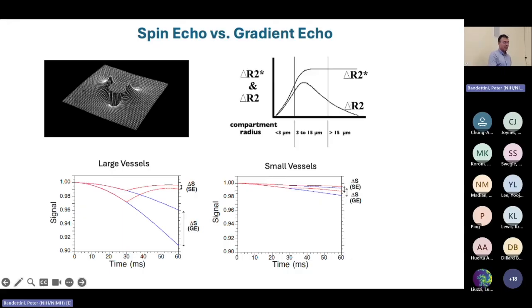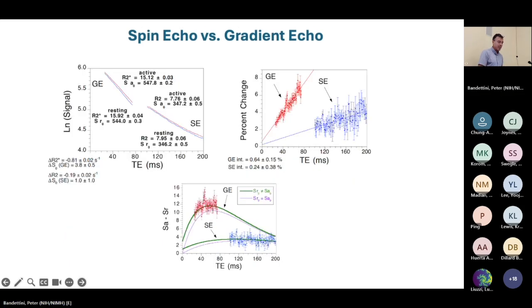Like during rest, large vessels versus activation, large vessels show large signal change. With spin echo, the signal goes back to an echo, and then there's a tiny signal change. With small vessels, it's still small, but it's on the order of gradient echo. And this illustrates it more practically with real data.